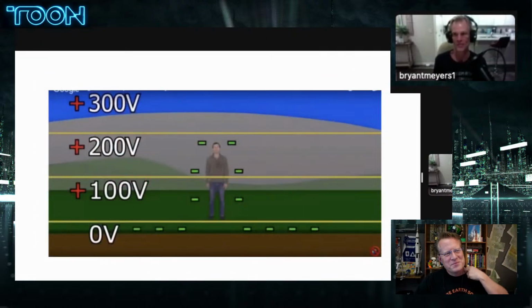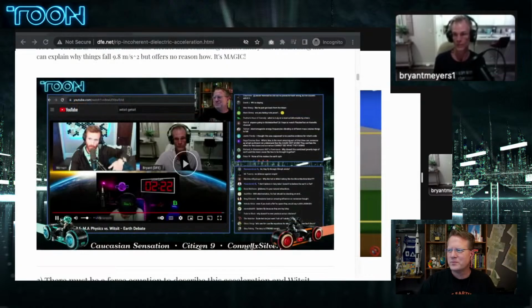Can you play the next part? So this is the setup. He's basically setting up this 100 volt per meter equipotential increase in voltage. And now the next little clip, he's going to talk about the downward bias. And this is where he mentions 9.8 meters per second. So if you could play that one now.